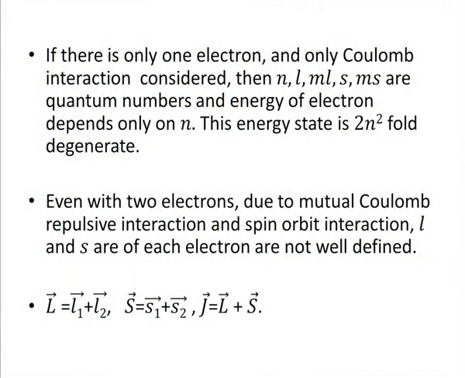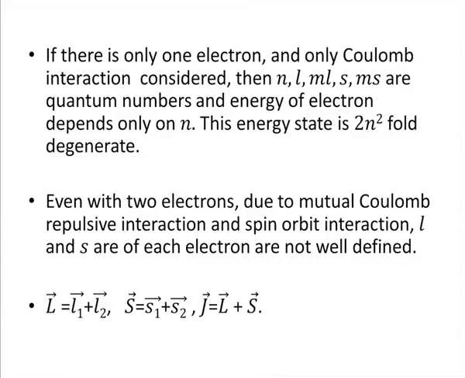There are many electrons, they are interacting among themselves via electron repulsion, and each electron is interacting with the central nucleus by the Coulomb interaction. If there is only one electron and only Coulomb interaction is considered, then n, l, ml and ms are quantum numbers and the energy of the electron depends only on n. This energy is 2n square fold degenerate, as we have already seen.